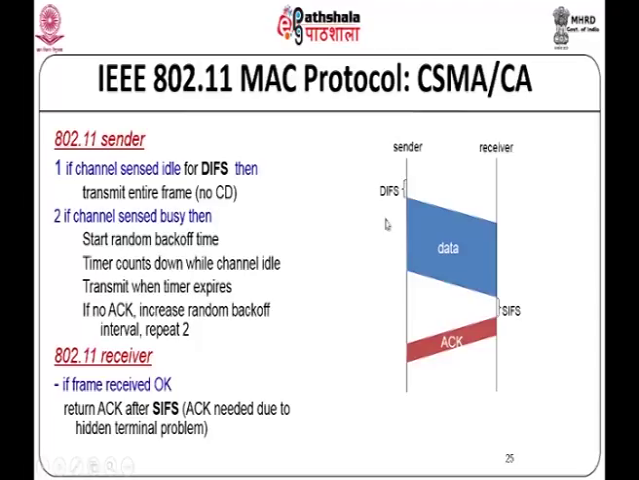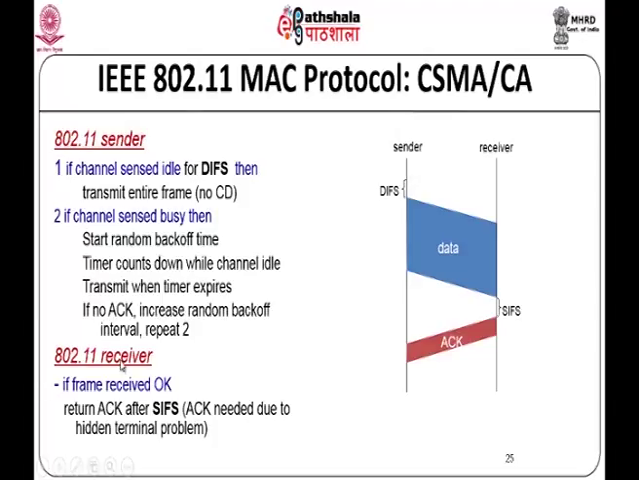So now if the channel is sensed busy, what is it that the sender would do? The sender would start off a random back off time, and it will start off a timer which will keep counting down while the channel is idle, and it will transmit when the timer expires, okay. So if there is no acknowledgement, what does it indicate? It indicates again that something went wrong with the transmission, so then it will have to repeat the transmission, okay. So this is the CSMA part of the transmission, that is without the collision avoidance part, okay.